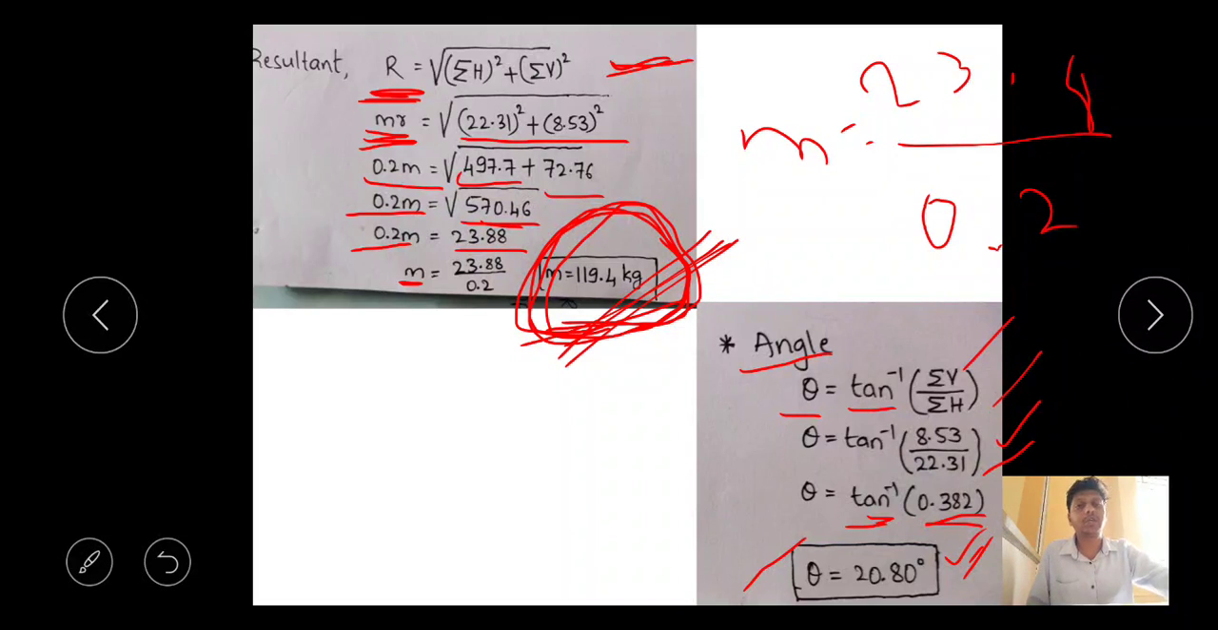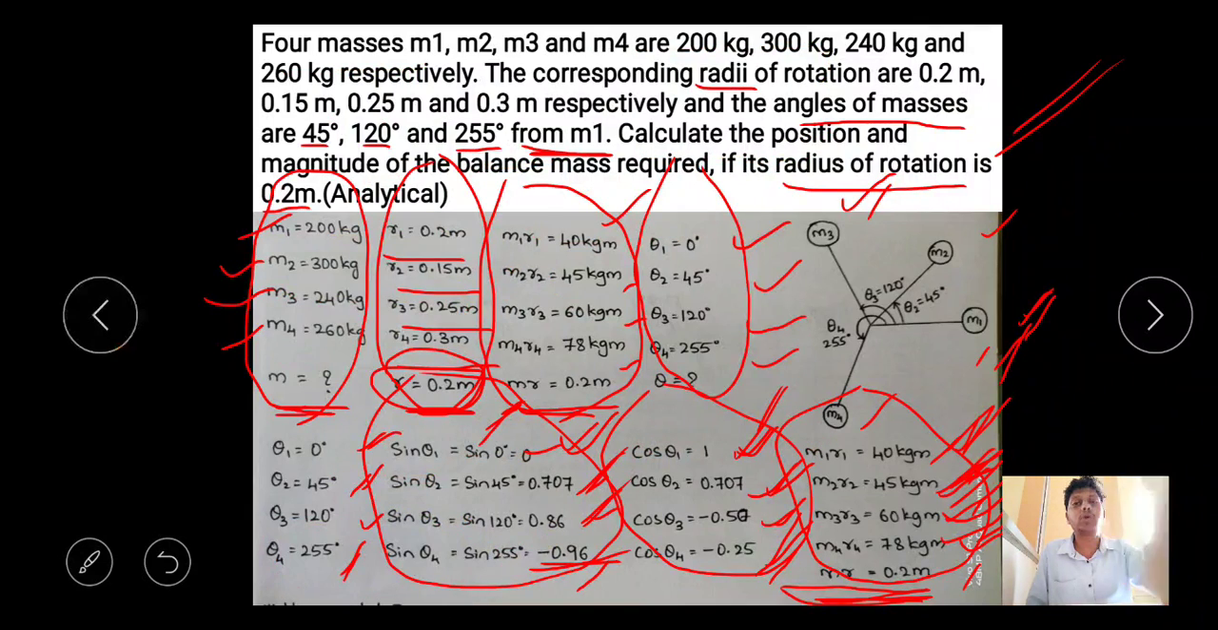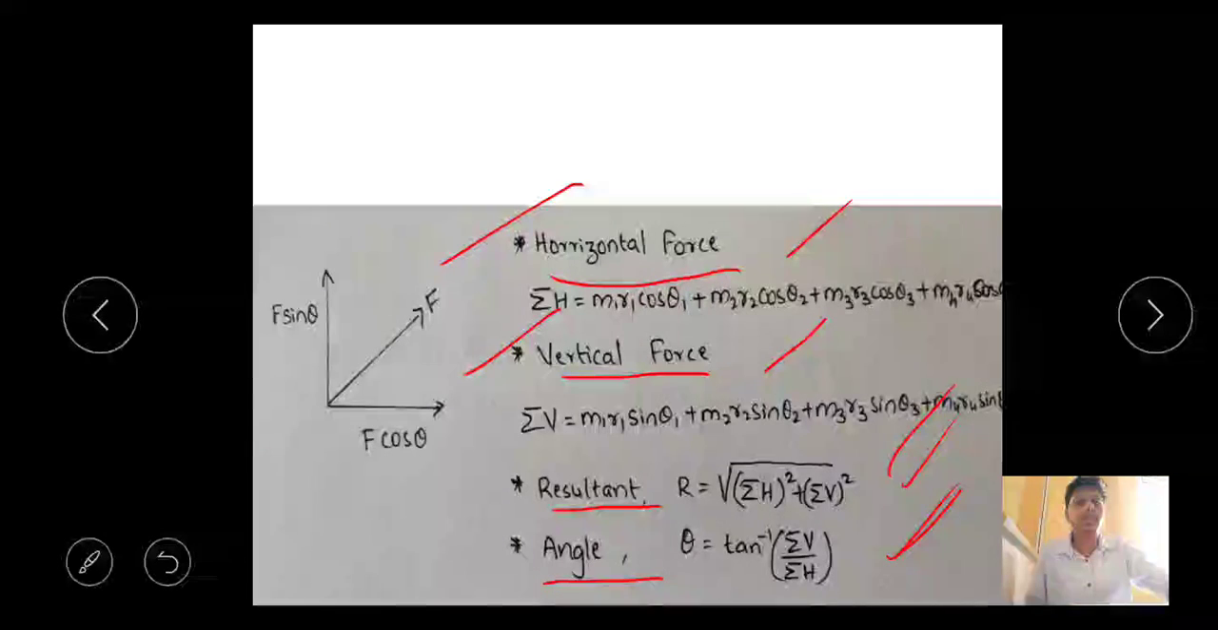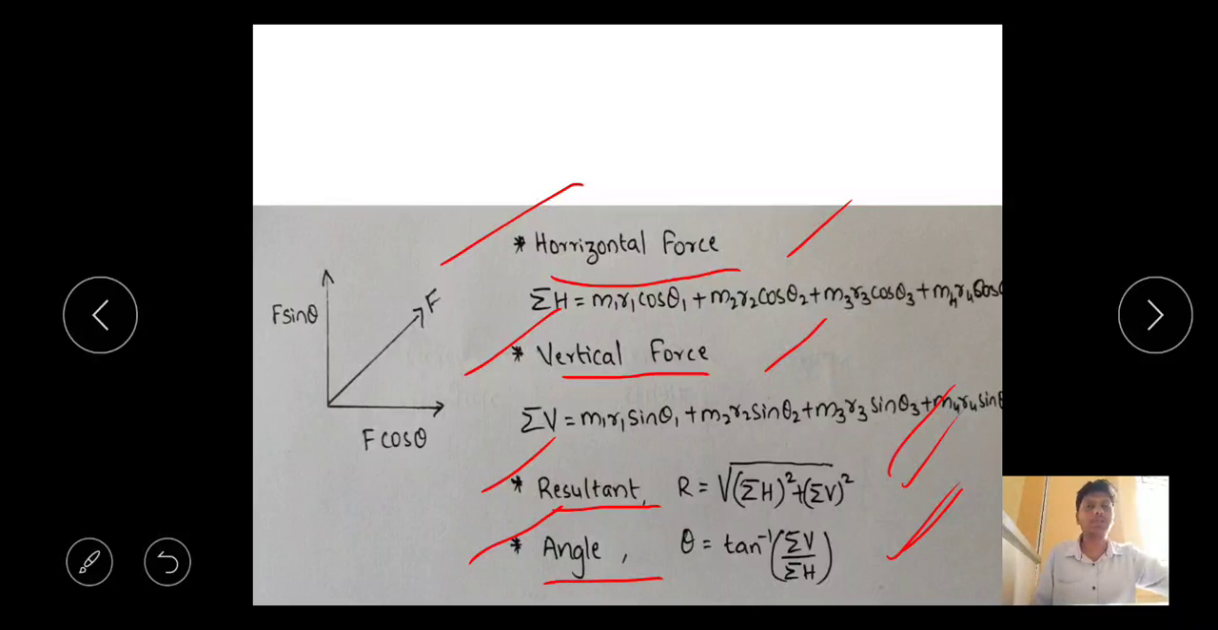Just try to understand this procedure. For this, you have to remember these four formulas: delta H, horizontal force, vertical force, then the resultant, then the angle. If you remember these, you can easily solve any type of problem. So practice this question, operate the calculator, and solve the problem. In this lecture we are covering this one simple problem.